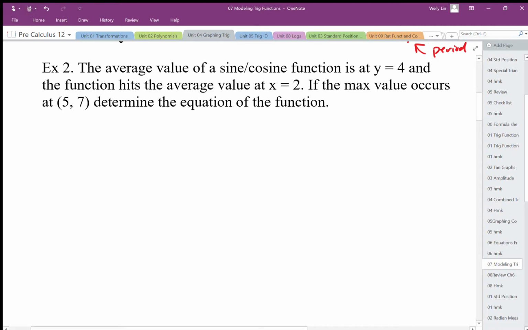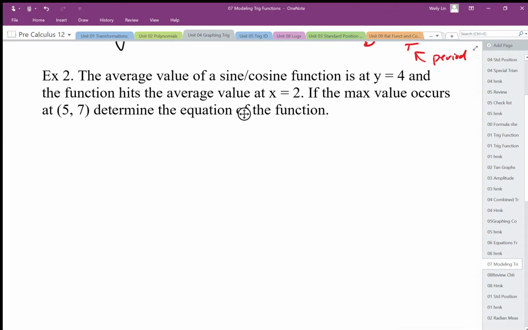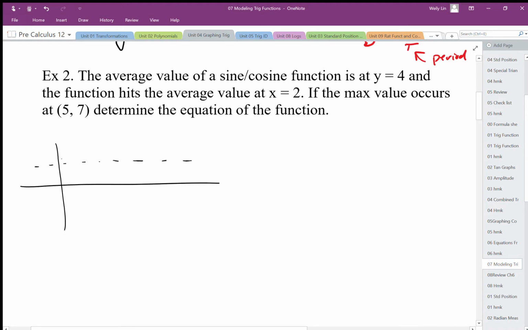Okay, so the next problem here, the average value of the sine cosine function is at y equals 4. So that would be the middle, and the function hits the average value at x equals 2. So y equals 4 here, and at x equals 2, we'll put that there. There it's going to hit the middle. The maximum occurs at 5 and 7. So somewhere around here.